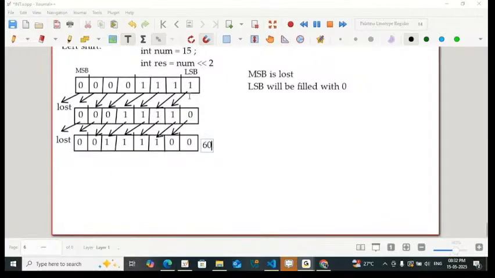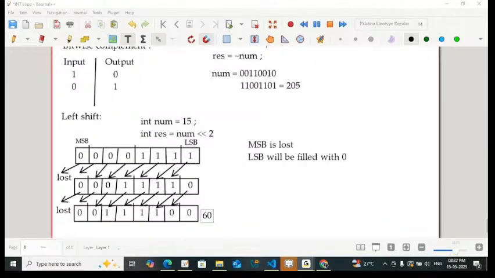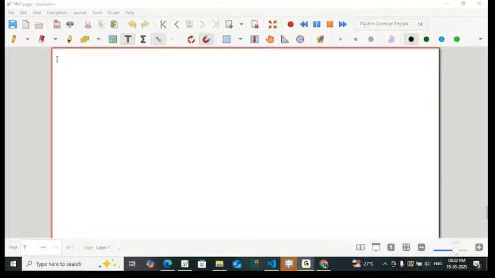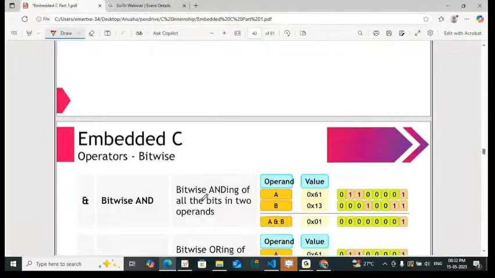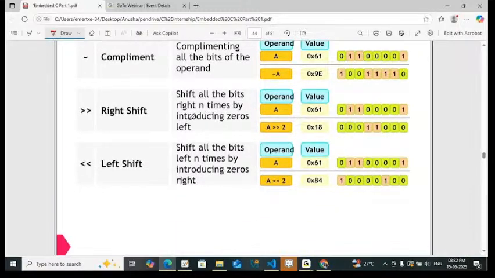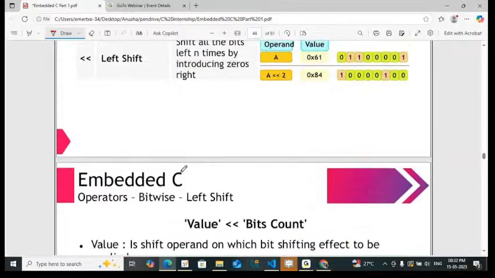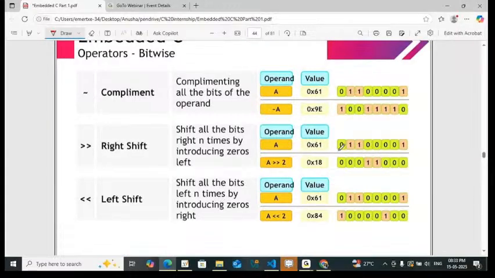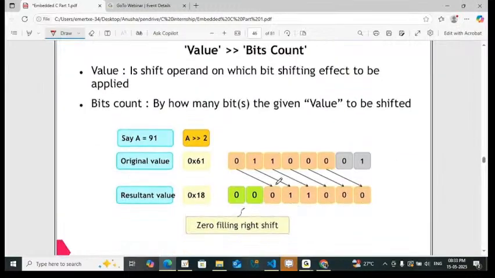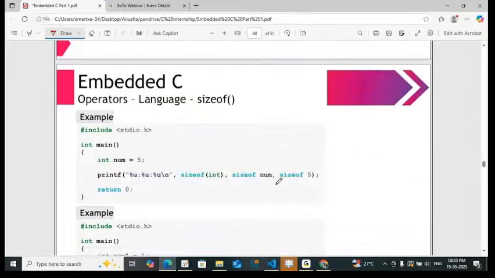Now that is left shift. Similarly, we have a right shift also. So let us see how right shift works. In case of right shift, you have to shift the bits to the right. Whenever you are shifting the bits to the right, you are going to add zeros there. The LSB bit is lost, and the MSB bit will be filled with 0. So whenever you are performing the right shift, remember this.